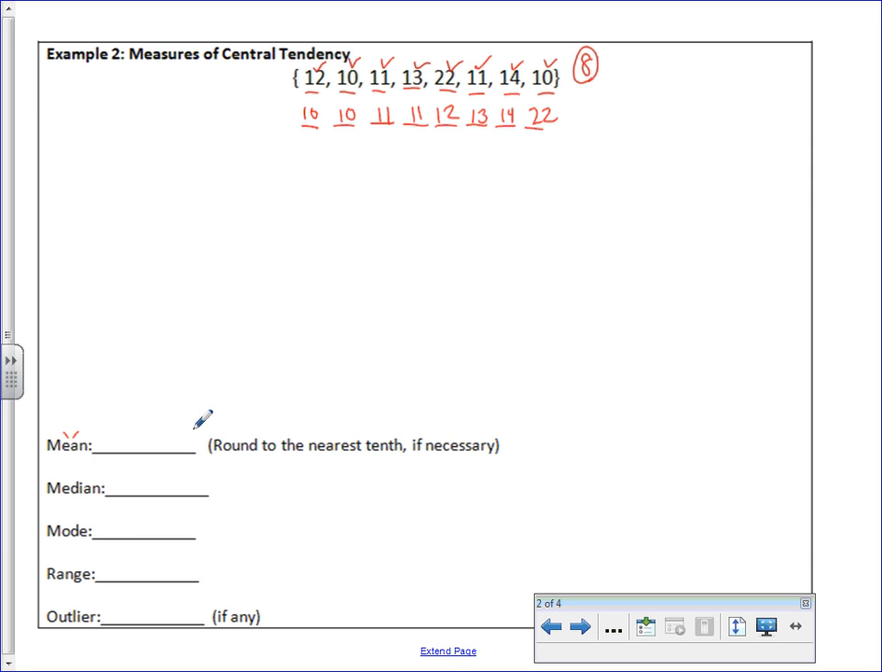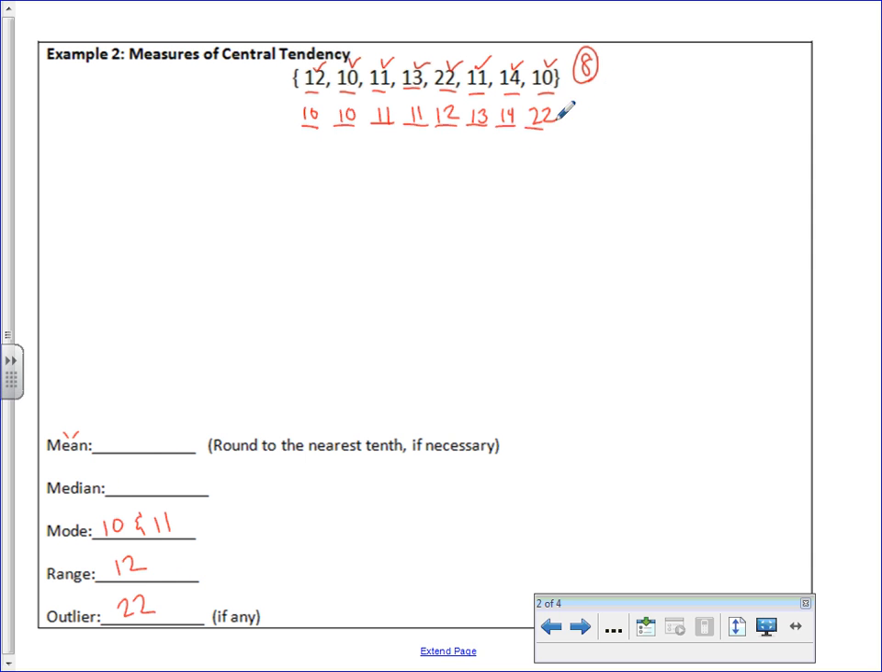Now I am going to do mode first because that's kind of the easiest and I feel better when I get something done. I have 2 10s and 2 11s, so I actually have 2 modes here. It's going to be 10 and 11. The range would be 22 minus 10, so that would be 12. Just looking at the data, I can tell 22 is an outlier, so jot that down. Let's move on to median.